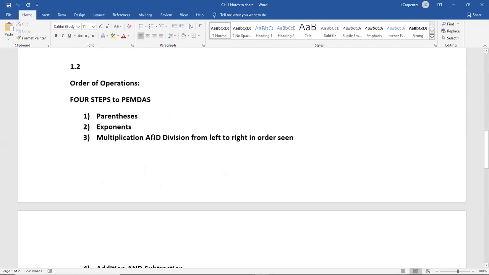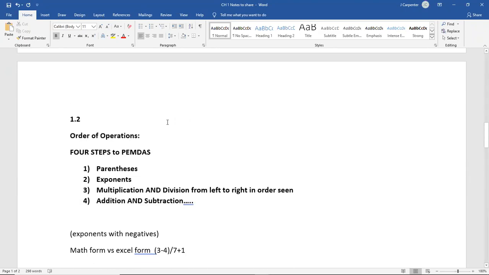Okay. So actually into the new stuff. 1.2, order of operations, and let me bump this down so it's all in one spot. The order of operations, this is something that you are supposed to already know for this course.